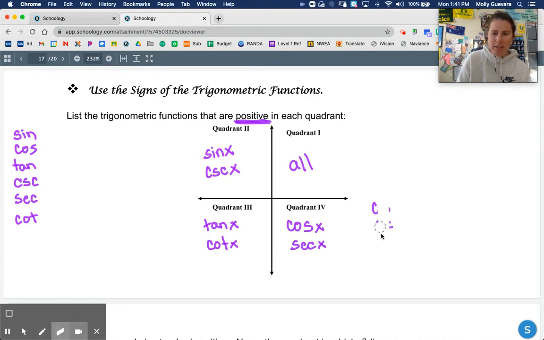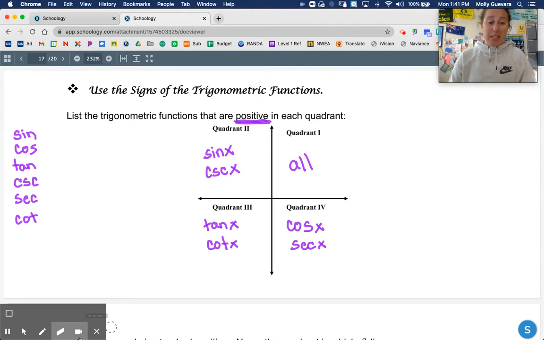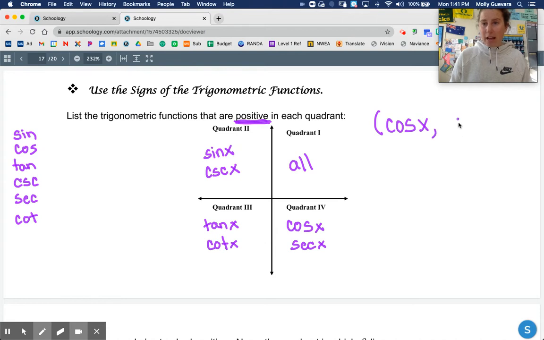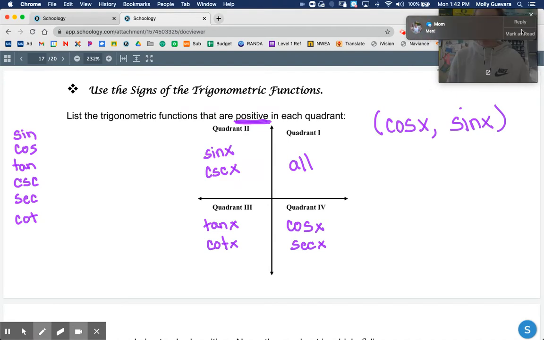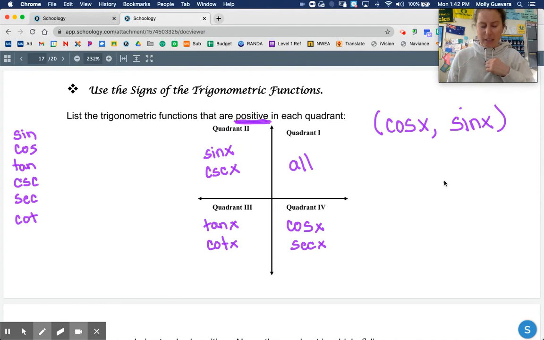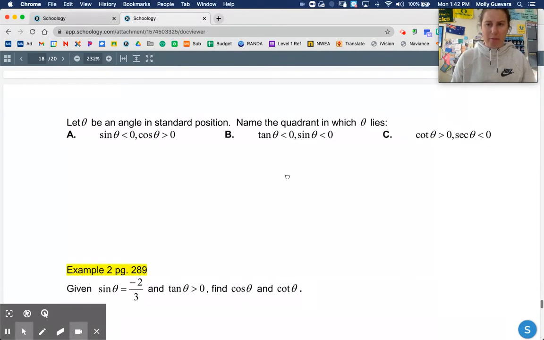And the reason that these are important, you guys, is when we look at the next couple problems, we're just going to have to know where are my positives and where are my negatives. And the biggest thing is remembering that cosine of x is my x coordinate and sine of x is my y coordinate. So sine is y, cosine is x. So let's look at our examples here on how we're going to be using that information to our benefit.